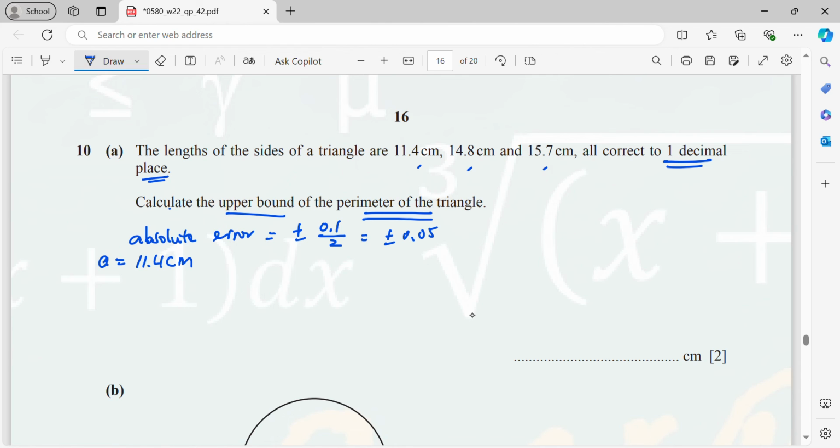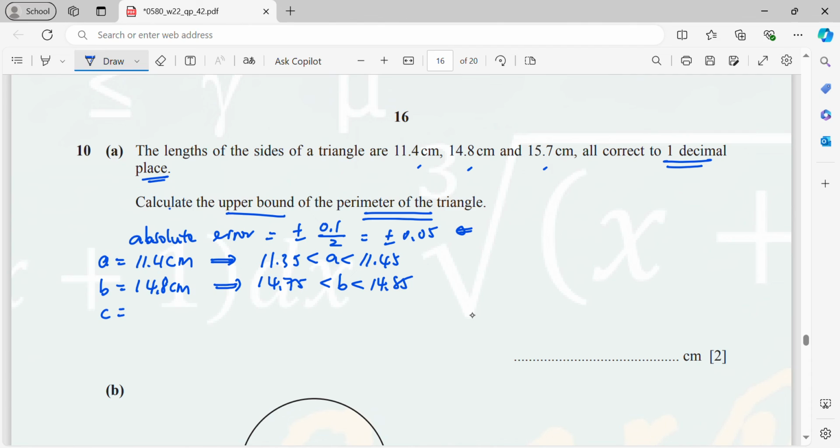Okay, so from here, my A is 11.4, which is correct to one decimal place, so my interval for this will be 11.4 minus 0.05. That is 11.35 up to 11.45, because you have to consider plus minus 0.05. Then for the B, which is 14.8 centimeters, that is between 14.8 minus 0.05, which gives 14.75, and 14.8 plus 0.05, which gives 14.85.